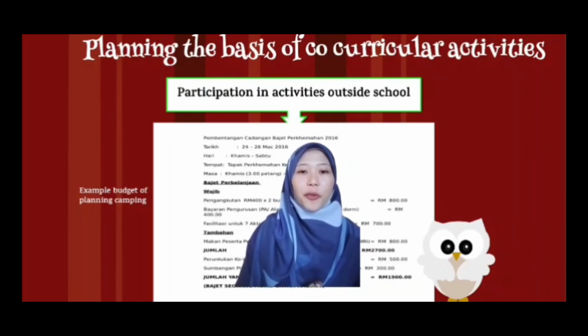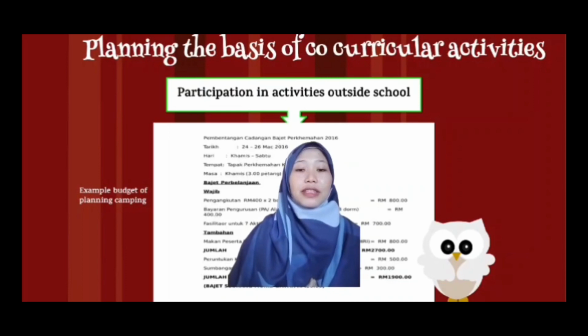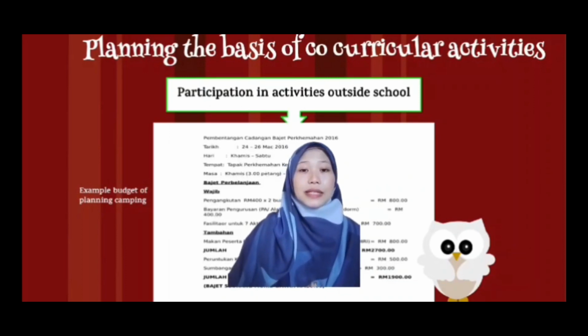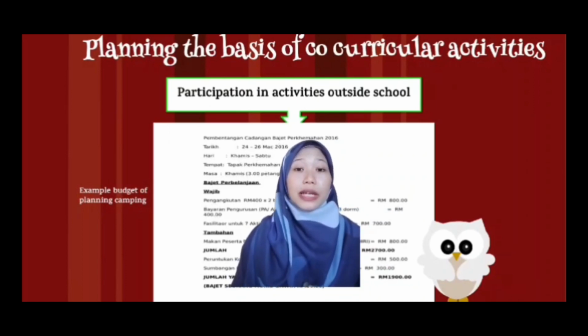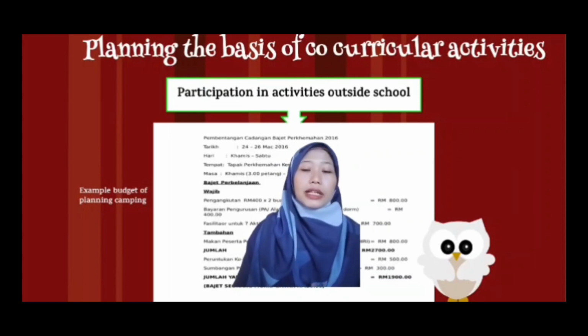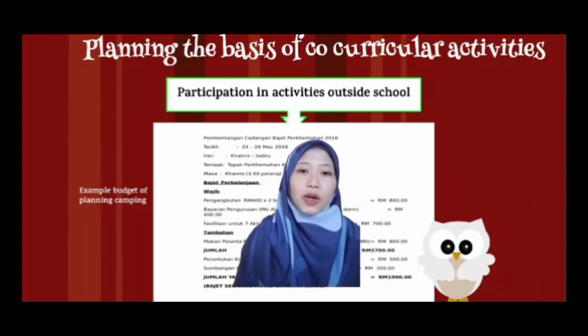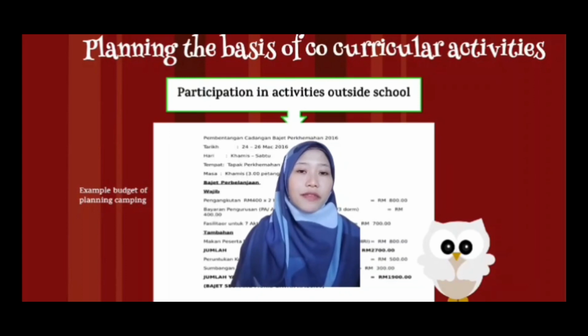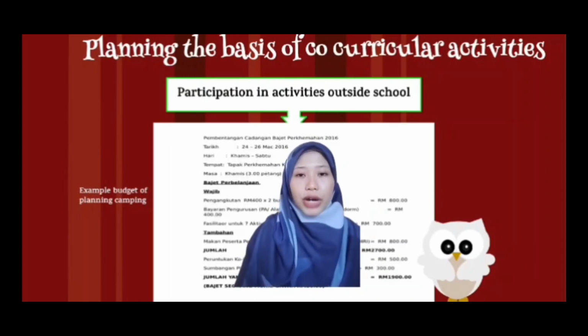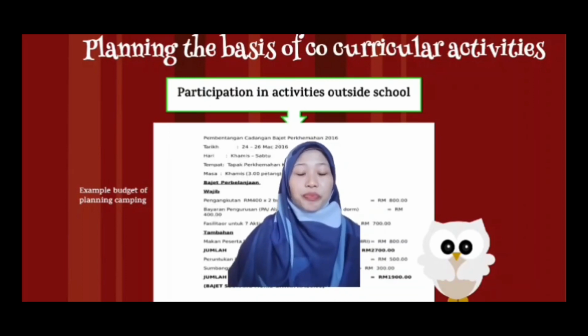First is the budget for participation in activities outside school. As an example, the budget planning for organizing a camping. Okay, as you can see, the average budget needed to hold a camping is roughly 2,000 ringgit above, depending on the number of participants, the revenue of camping, and the cost for the camping. However, if the camping were held at the school ground, the budget can be reduced more.